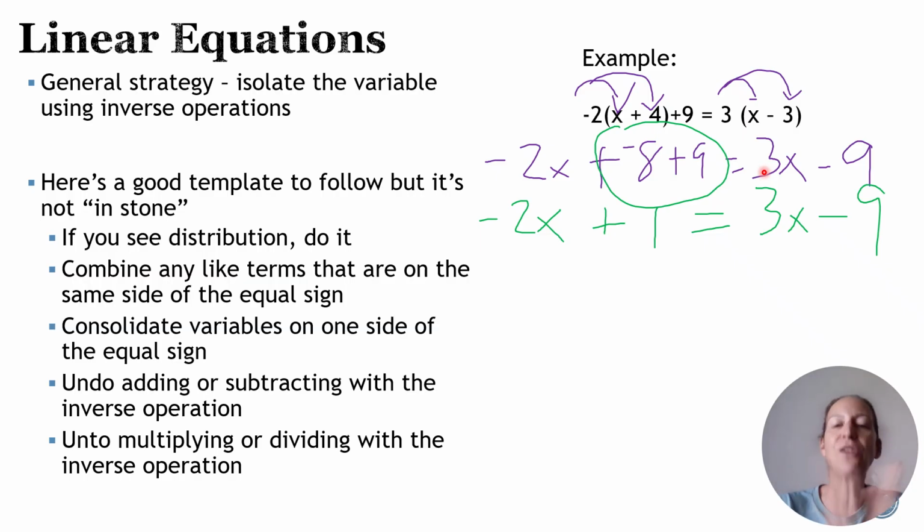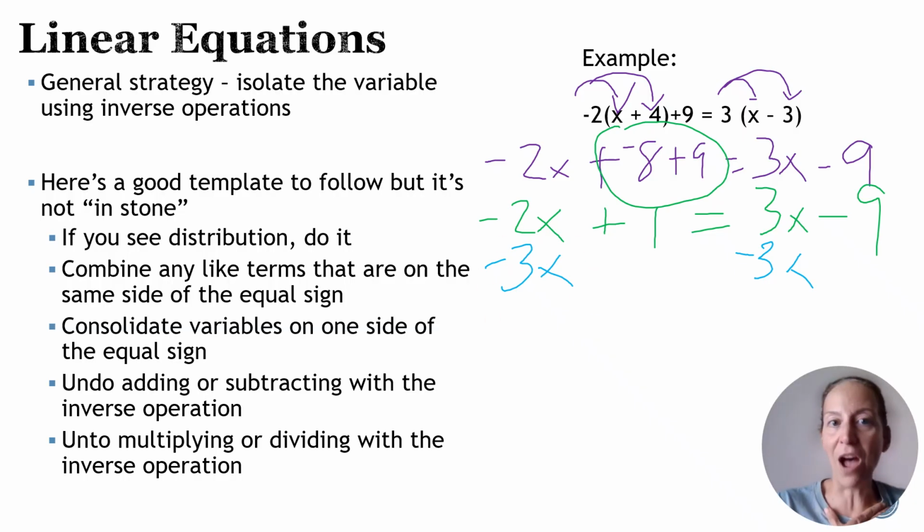Some people always want to get their X's on the left, okay? So if you are of that persuasion, you'll notice that this is a positive 3X on the right, and you could get there if you subtract 3X, because 3X minus 3X is 0 and will leave you with the negative 9. And you've got to do the same thing on both sides. So you will be doing negative 2X minus 3X, which will give you negative 5X.